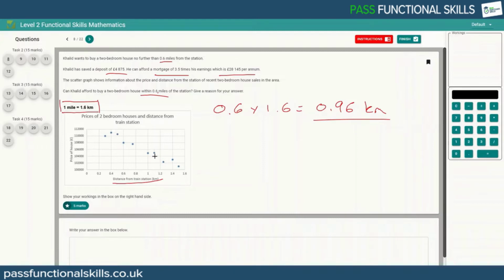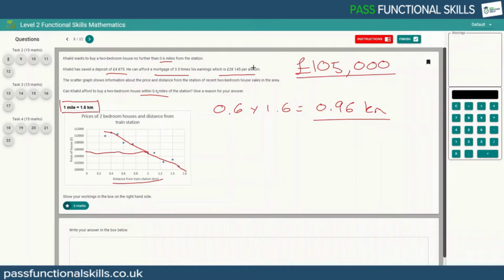So what we're looking at reading off the graph is a data value that corresponds just to a bit less than 1, which is roughly there. And if you wanted to give a quick line of best fit sketch, it'll look something like that. Reading off from the graph, it'll correspond roughly to a house price of 105k. So that's the likely cost of a house within 0.6 miles or 0.96 kilometres. So what we're going to have to do now is work out whether that's affordable.